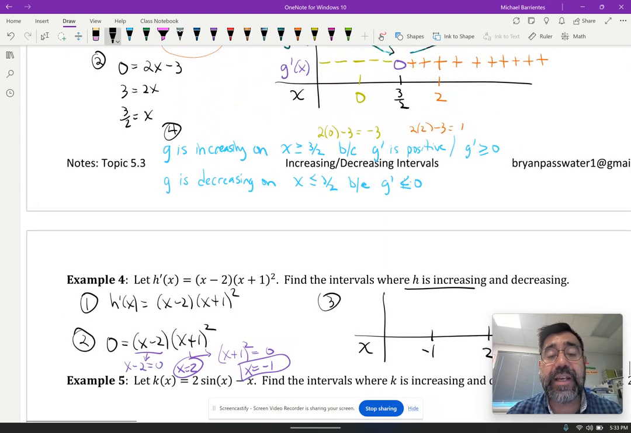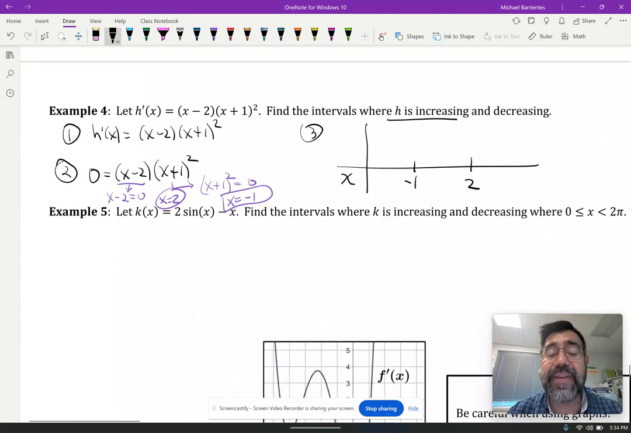And then I usually ask students, why are these x values special? Oh, because they make the derivative equal to 0. So at x equals negative 1, my derivative is 0. At x equals 2, my derivative is 0. But now we're going to test values around those critical points. So let's choose a number on the right side of 2, bigger than 2, like 3.